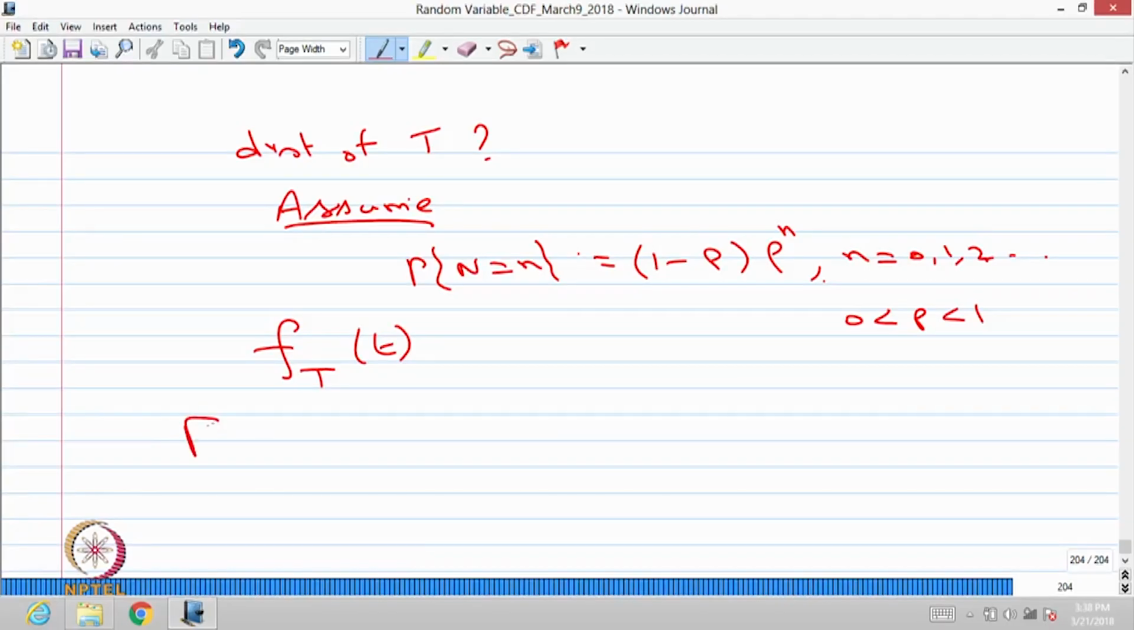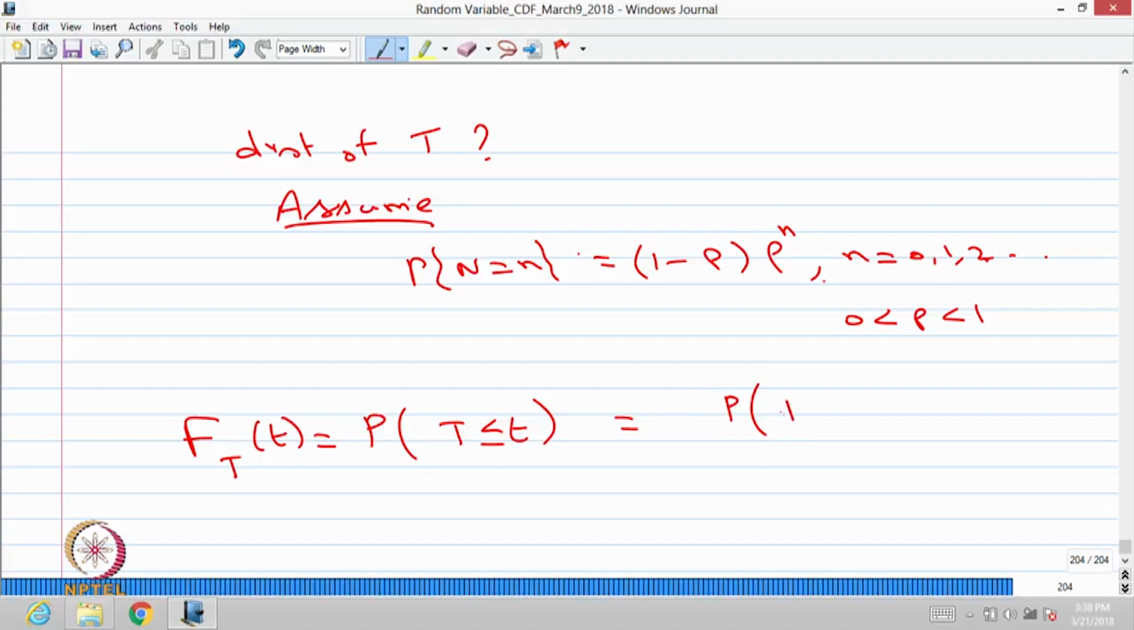Suppose I want to find the CDF of capital T, that is the probability of T taking a value less than or equal to t. That is the same as the conditional probability of T less than or equal to t, given that N takes a value small n, multiplied by the probability of N taking a value n, for all possible values of n.